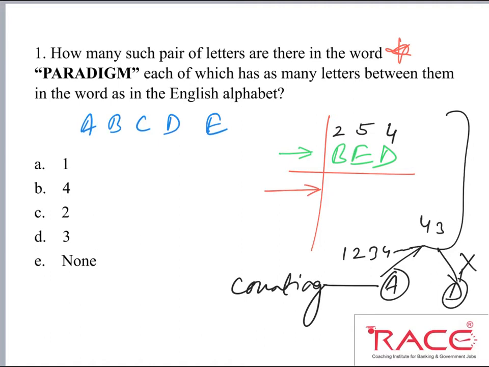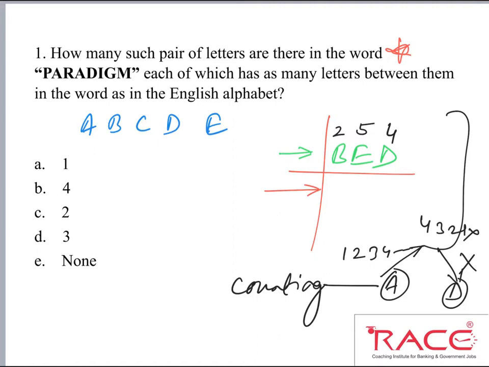We will never count 3, 4, 3, 2, 1 like that. Okay. So now from which letter we will start counting? From first letter. First letter is B. So we will count, and where we get a match, that is our pair.